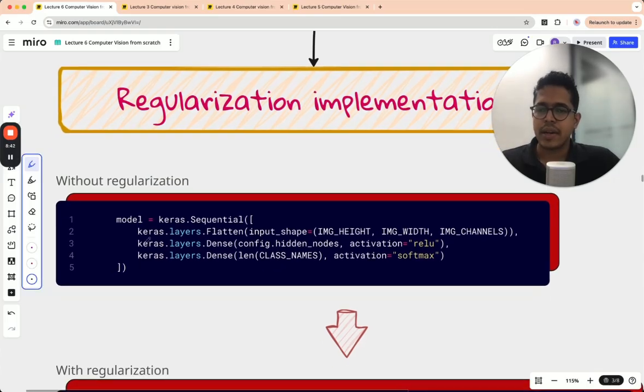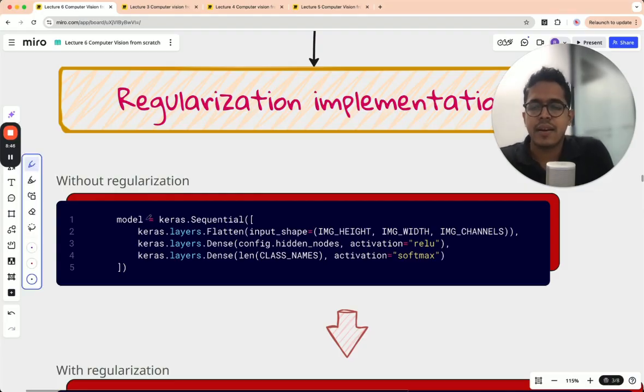So without regularization, this was how our model was in the previous lecture. We had TensorFlow Keras, and we were defining the layers sequentially. First we had a flatten operation, meaning the input RGB image was flattened. So image height and image width was the input, and image channels was 3. The height was by default 224, width 224, channels RGB 3.